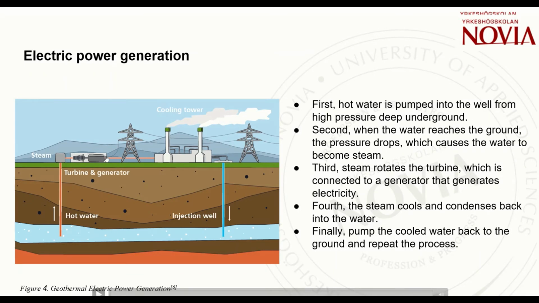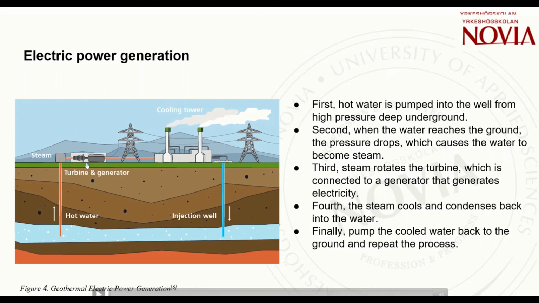Finally, geothermal energy is used to generate electricity, which usually requires the fluid to have a higher temperature, which means the deeper geothermal energy needs to be developed. There are about 5 processes using geothermal energy to generate electricity. We can see from this picture here. First, hot water is pumped into the well from high pressure deep underground. Second, the water reaches the ground. The pressure drops, which causes the water to become steam.